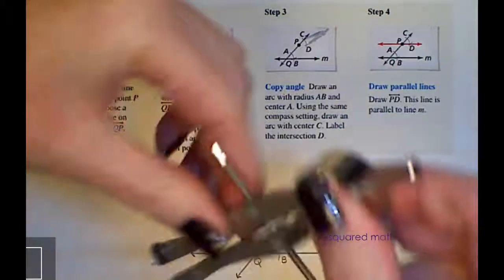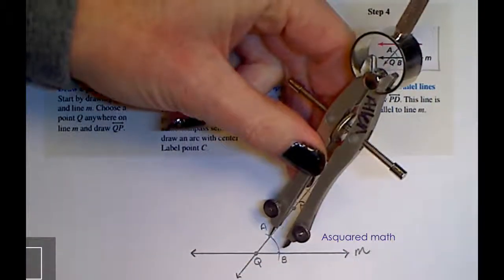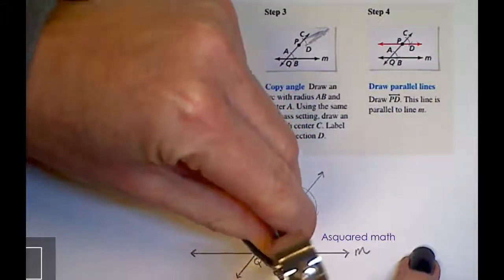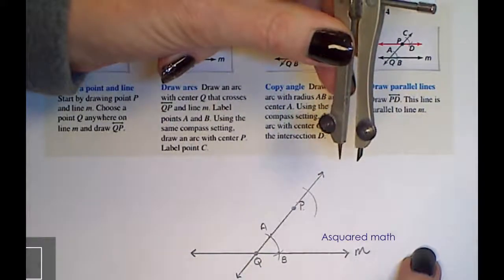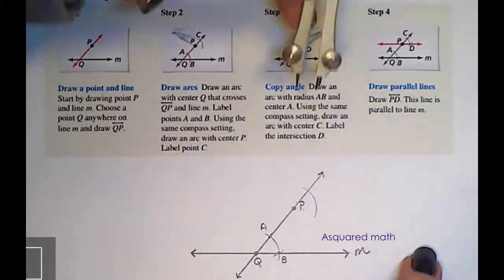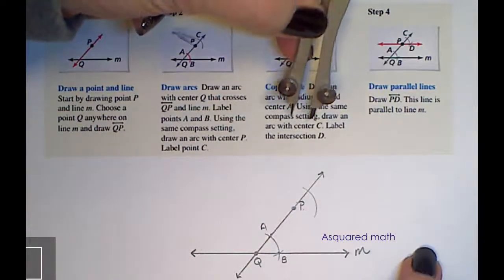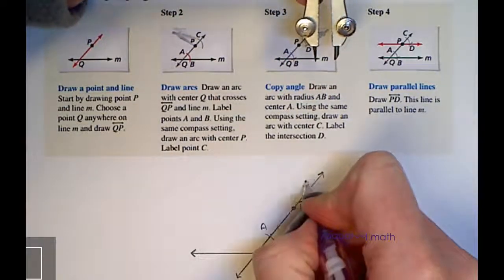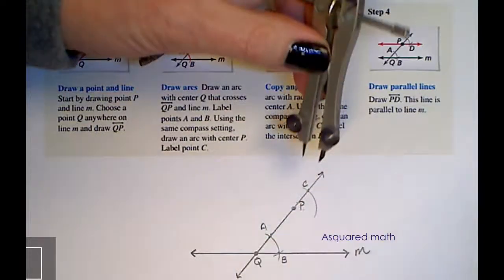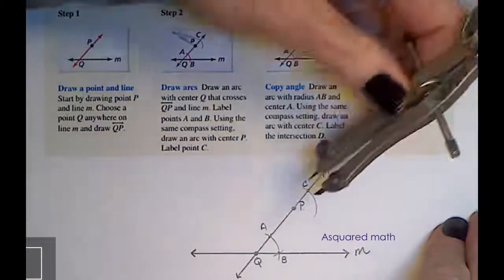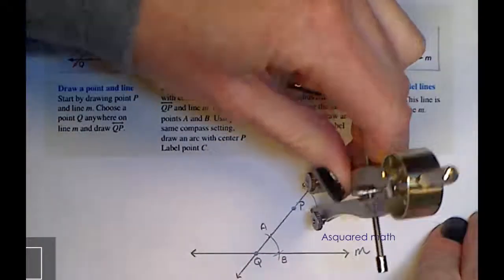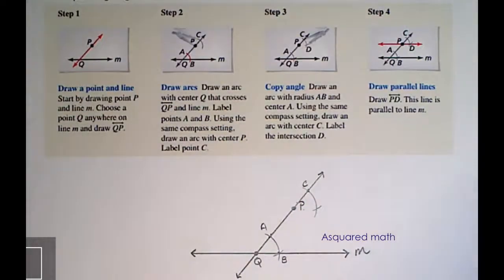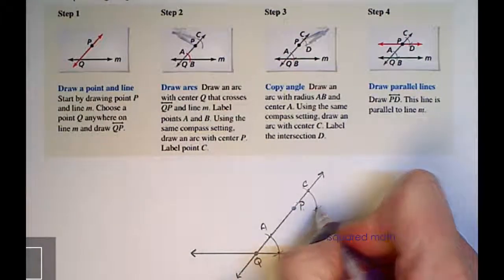I am going to now take the point of my compass, put it on A, and draw that arc, and it should cross over B if I did my radius correctly. And then, using the same compass setting, draw an arc with center C. Oh, I forgot to label C. We need C up here. So we're going to put our compass at this point here and cross over the arc. We're going to intersect that arc that we drew, and they want us to label that point D. So label this point D.